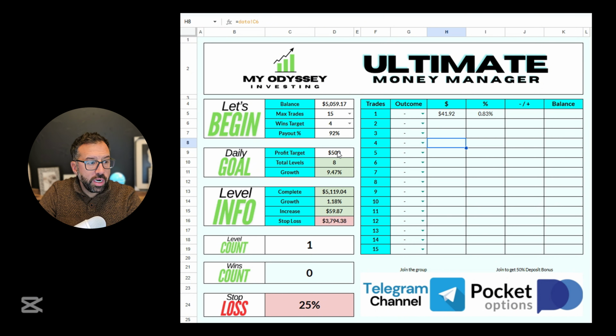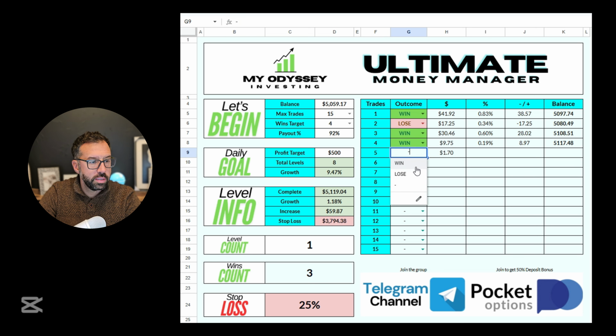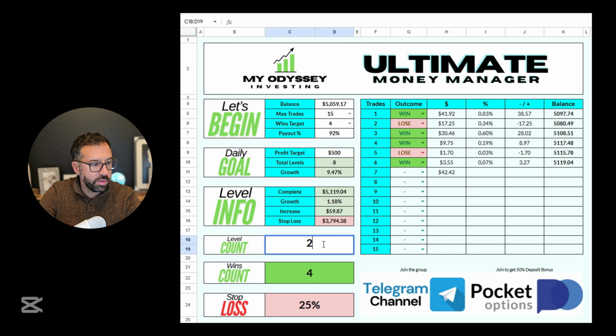So we're still trying to hit the $500 target. So we have another level. We need to hit 4 wins. Now we're at 4192. Maybe we get a win, loss, win, win. You can't, if this was under $1, you wouldn't be able to bet it. So we're going to do loss, then win. There you go. 4 wins. We've now made it to level 2.